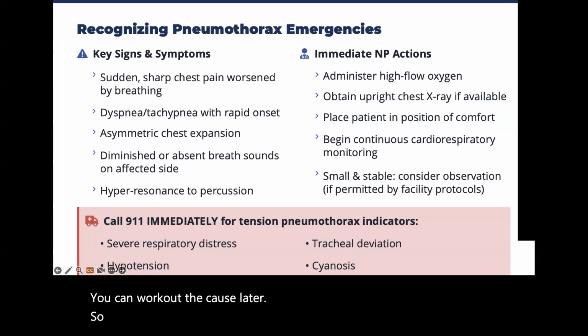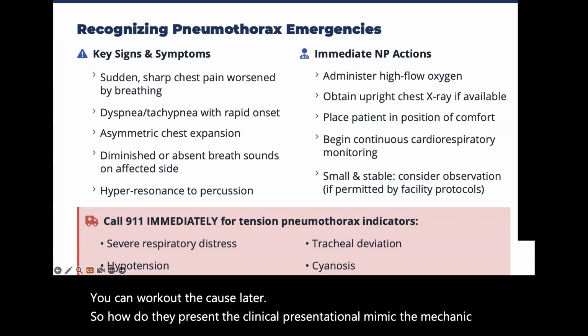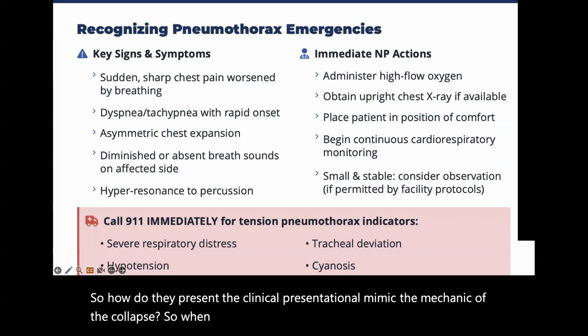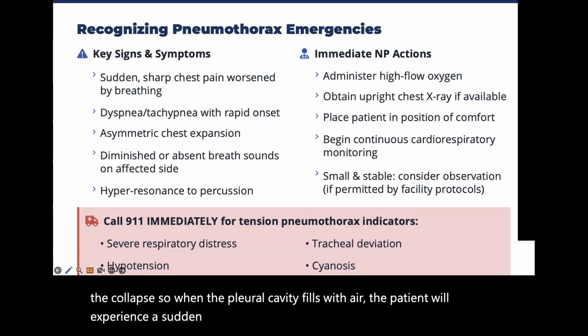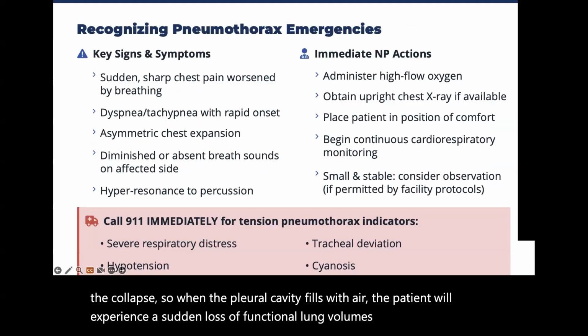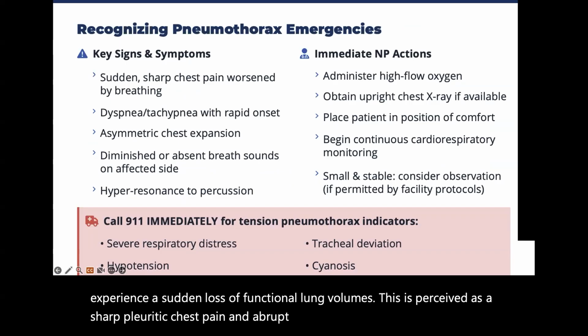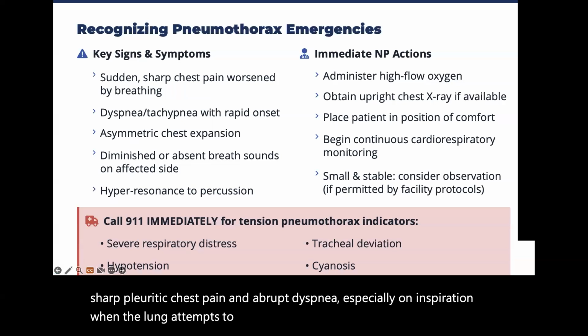So how do they present? Well, the clinical presentation will mimic the mechanics of the collapse. So when the pleural cavity fills with air, the patient will experience a sudden loss of functional lung volume. This is perceived as a sharp pleuritic chest pain and abrupt dyspnea, especially on inspiration when the lung attempts to expand against that trapped air.